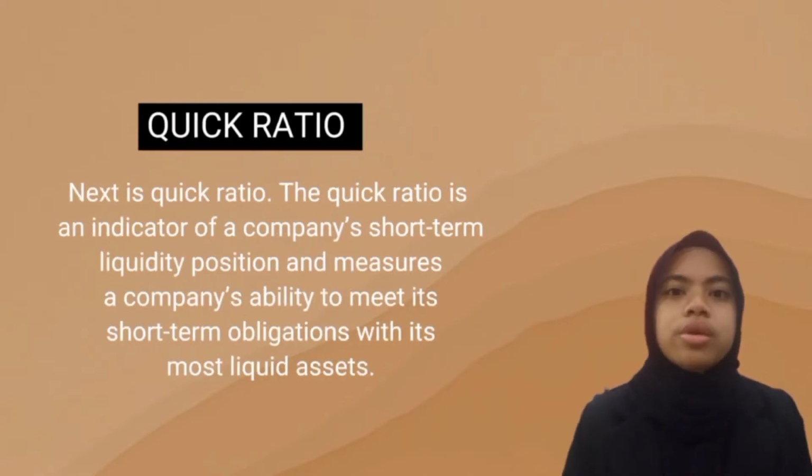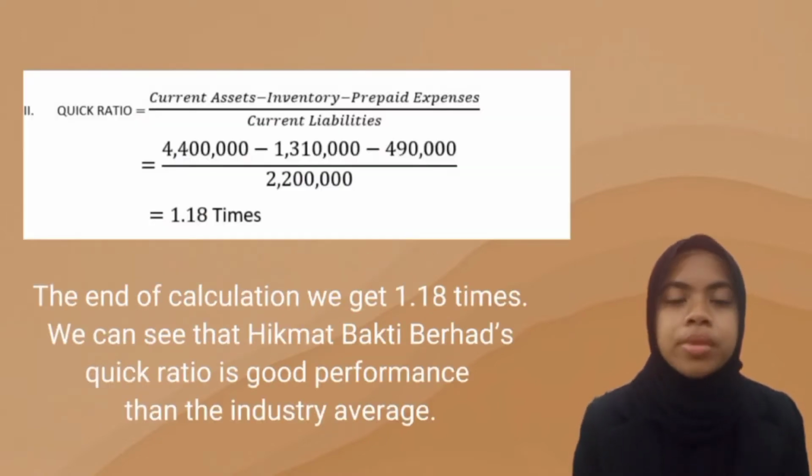Next is the quick ratio. The quick ratio is an indicator of a company's short-term liquidity position and a measure of the company's ability to meet its short-term obligations with its most liquid assets. At the end of the calculation, we get 1.18 times.